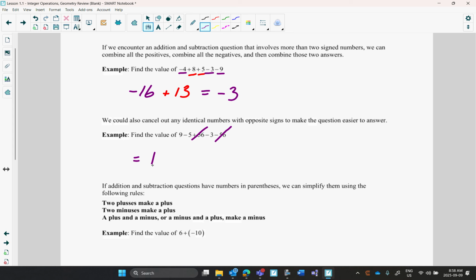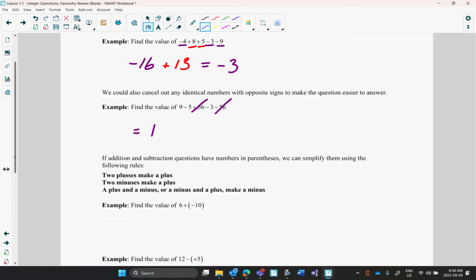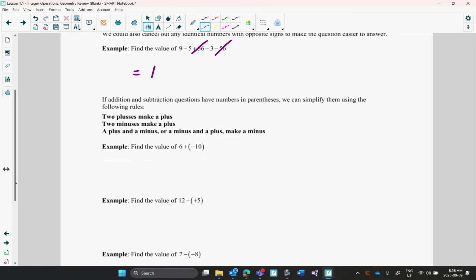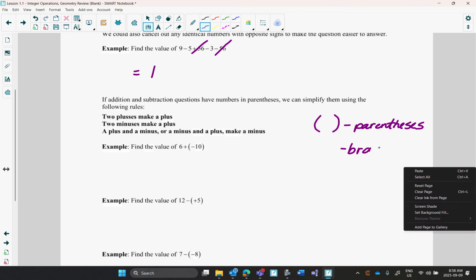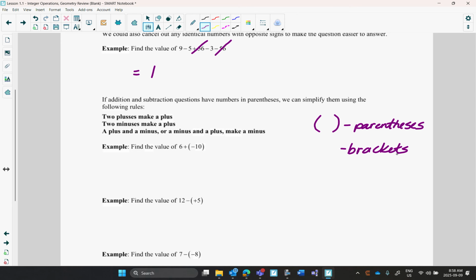Sometimes when we add and subtract negatives, we may have two signs beside each other, separated by parentheses. By the way, I always call these parentheses. Brackets have a different look. Brackets are the square ones. Some people just call them all brackets. I suppose that's okay, but I'm always going to use parentheses.